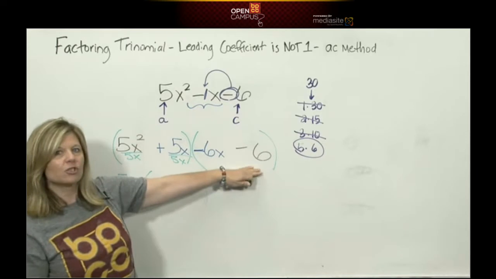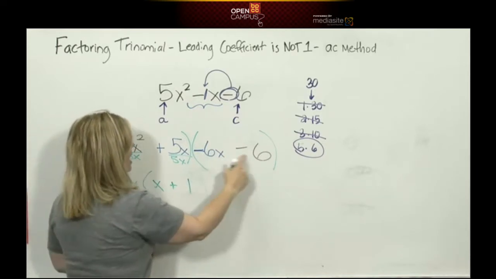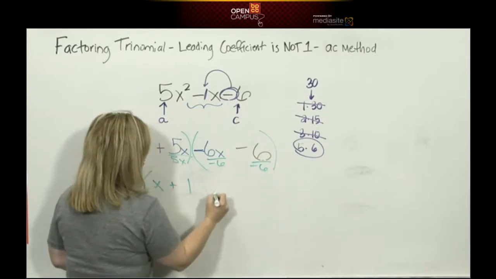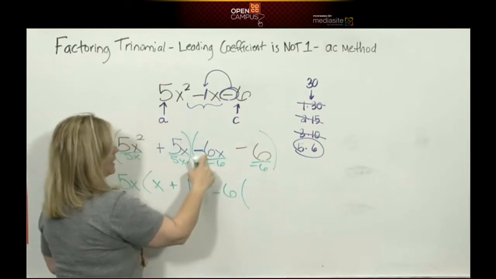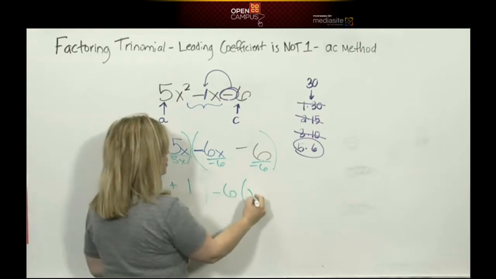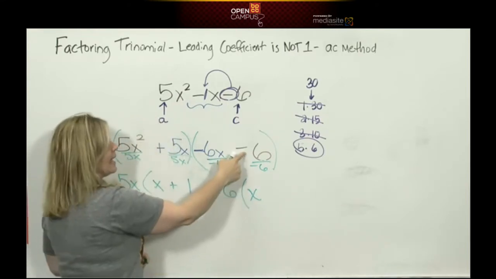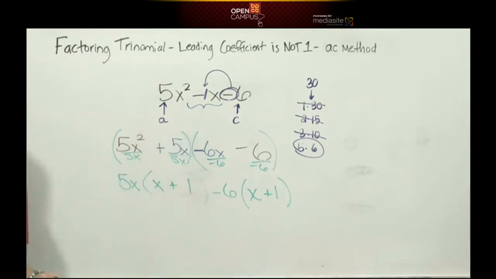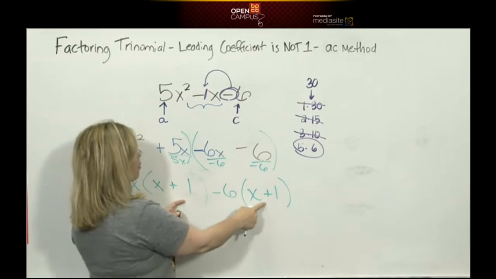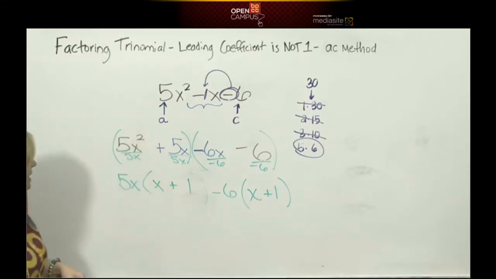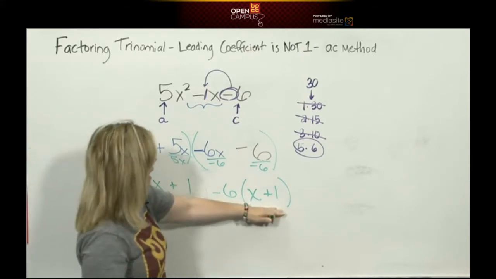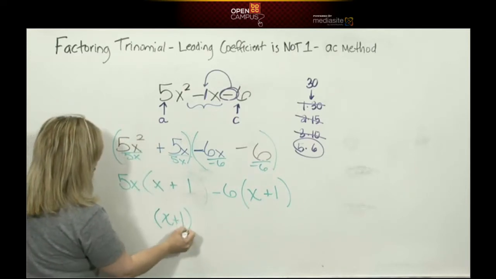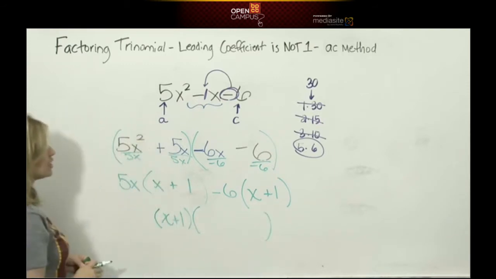Then I group the last 2 terms and I pull out their GCF. I can divide both of these terms by negative 6. So I pull out my negative 6. Negative 6x divided by negative 6 would just be positive x. Negative 6 divided by negative 6 is positive 1. We know we've done grouping correctly because our parentheses are the same. So we say, what's in common here and here? What is their GCF? Well, they have in common an x plus 1, and I'll put in parentheses what's left.